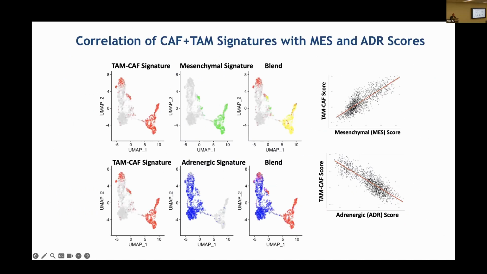So when you superimpose these things, the TAM and the CAF signatures occupy a certain space in the UMAP. The mesenchymal signature occupies one part, with the TAMs and CAFs completely blended in the yellow spot, versus there's no overlap between the TAM CAF signature and the adrenergic signature. And if you take every spot and give it a signature score for TAM CAF or mesenchymal adrenergic and just plot it as a correlation map, you'll see that there's a really strong positive correlation: the higher the TAM and the CAF score, the higher the mesenchymal score is, and conversely, the lower the adrenergic score.